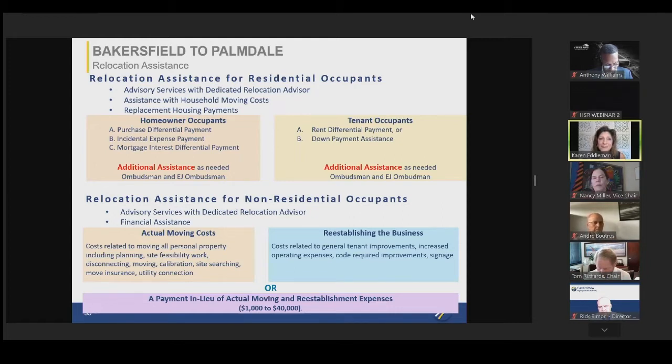And so that is a really quick, high-level summary of the relocation assistance program that you're already offering. It also talks about the enhanced assistance that the board has directed and has been offering and will offer in the future. So I'm happy to take any questions that you have, but that's my presentation on relocation today.